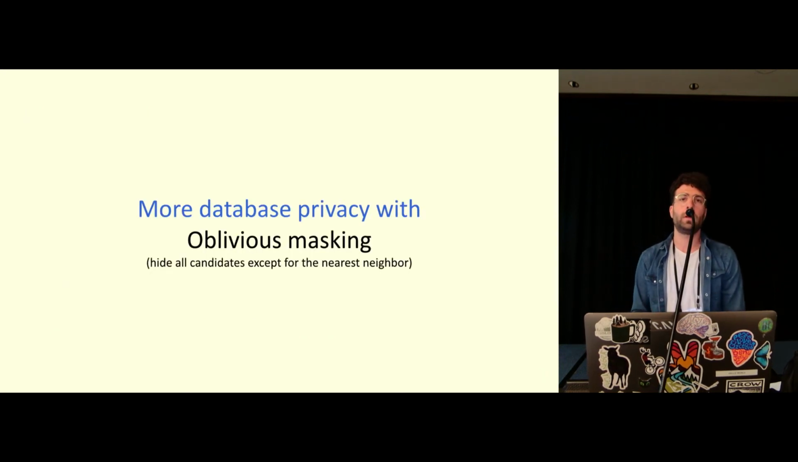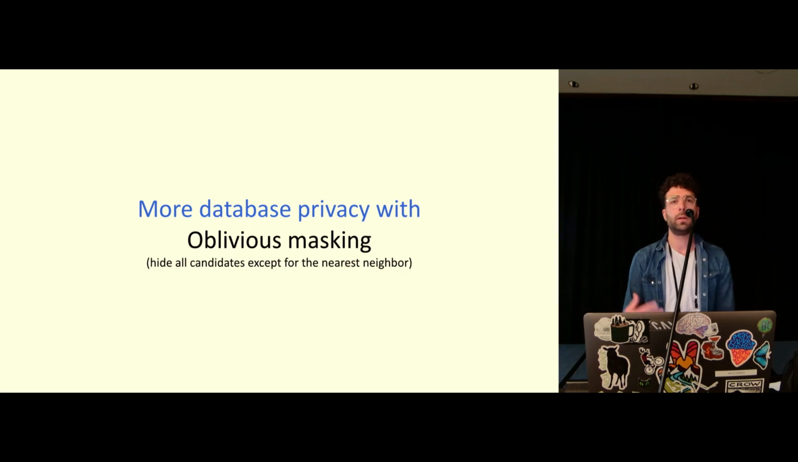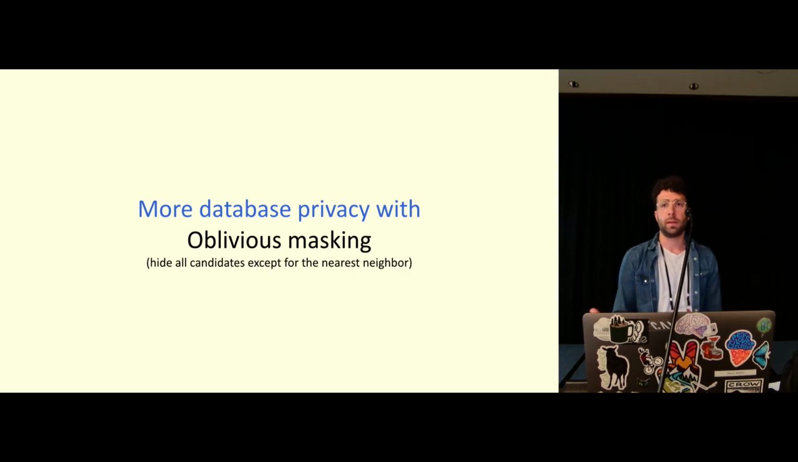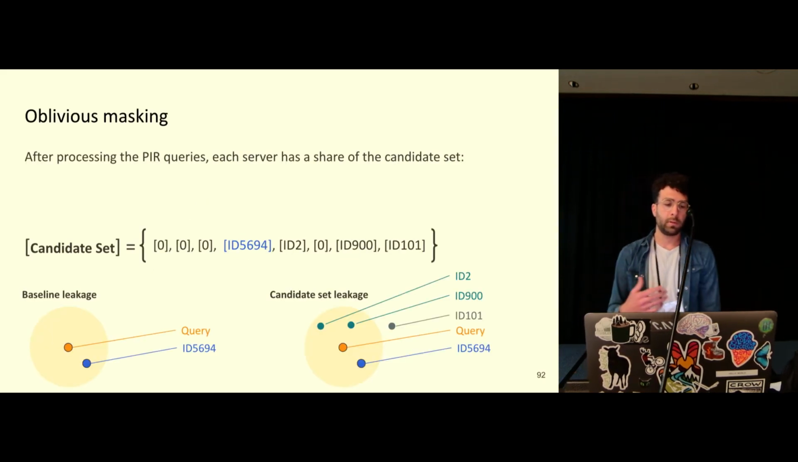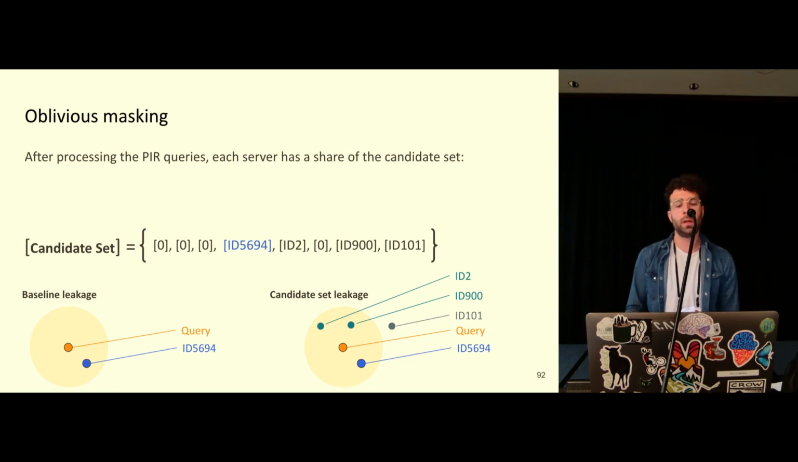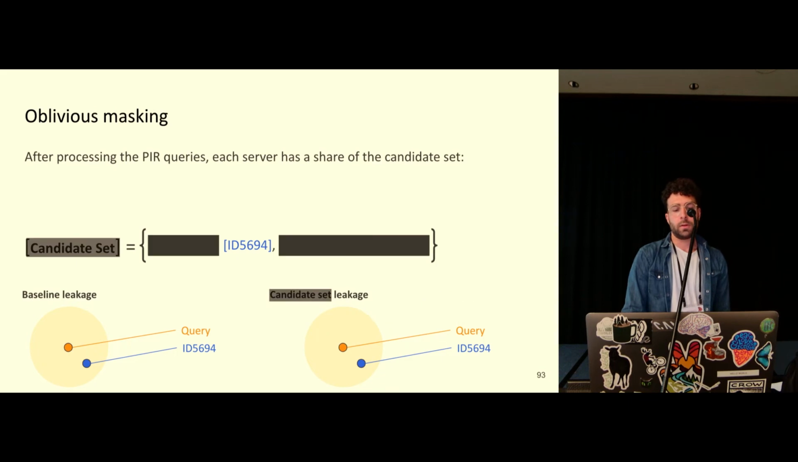So our next tool to hide these IDs that aren't the nearest neighbor is going to be oblivious masking. I'll describe what oblivious masking does. But first, after the servers process the PIR queries, what they'll get is a secret shared candidate set. So I'll denote secret shares with brackets here. And if we recall the baseline leakage, now that we've eliminated all the features, the candidate set now just leaks the IDs. And so what oblivious masking will achieve essentially is that it's going to mask out all the IDs that aren't the nearest neighbor. And so the leakage of this masked candidate set is going to be pretty close to the actual baseline leakage that we want to achieve.